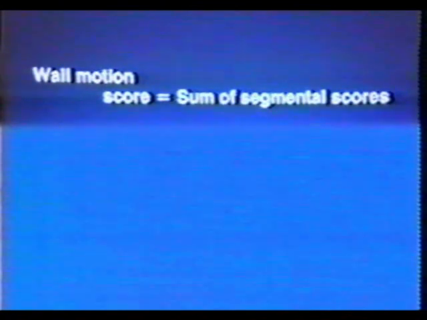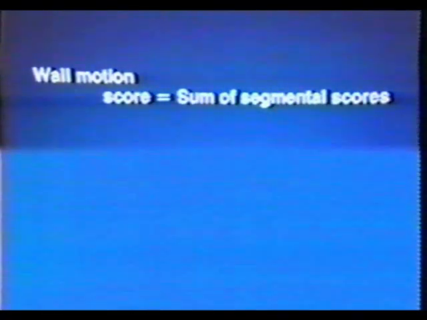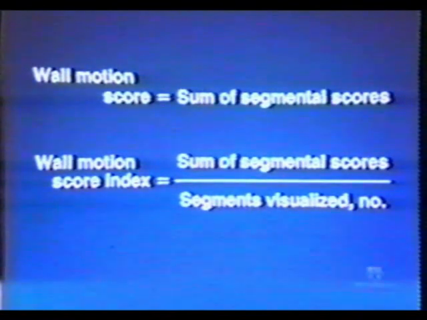Once the segments have been scored, the individual scores are summed. This total is referred to as the wall motion score. This score is then indexed by dividing it by the number of segments visualized. Accuracy of this parameter is dependent on visualization of all segments, which should be possible in 95% of cases.